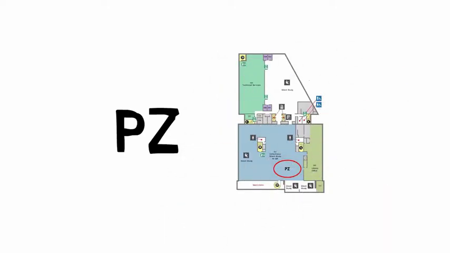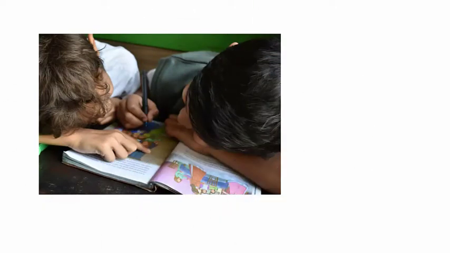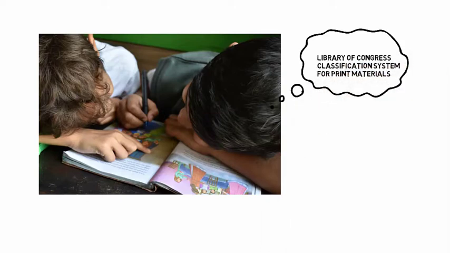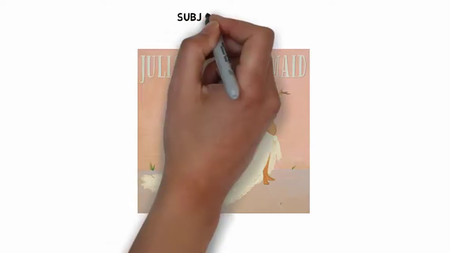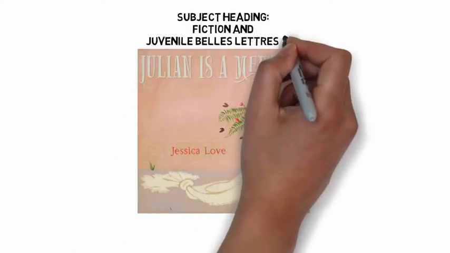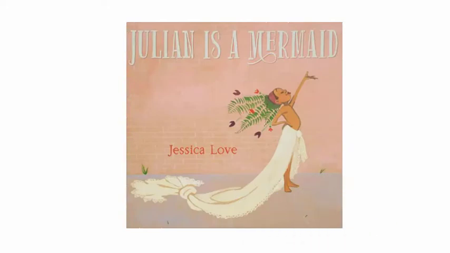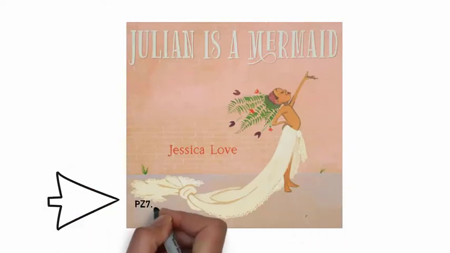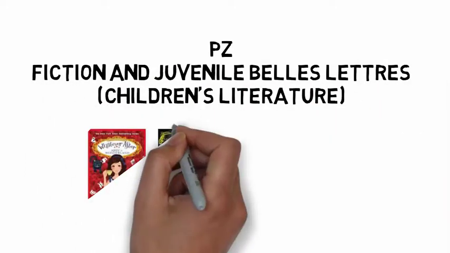Most of the children's literature in the Carleton University Library collection is shelved on the third floor of the library in the PZ section. The Carleton University Library uses the Library of Congress classification system to organize its print materials. This system includes both a subject or topic heading and a call number, a series of letters and numbers to describe where a book or other print publication is shelved. Typically, a call number is found on the front or the spine of a book. The Library of Congress uses the PZ call number range to classify children's literature.